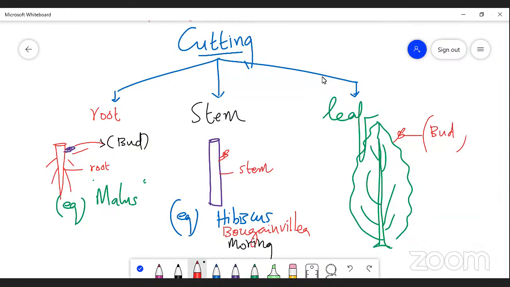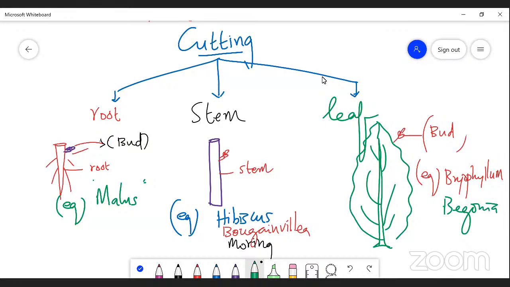The bud which emerges out from the margin of certain leaves in some plants, I can say Bryophyllum is the right example for leaf cutting. And one more example I can say is the Begonia plant. So those are the examples of leaf cutting.